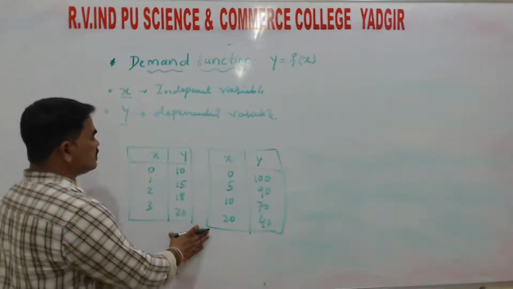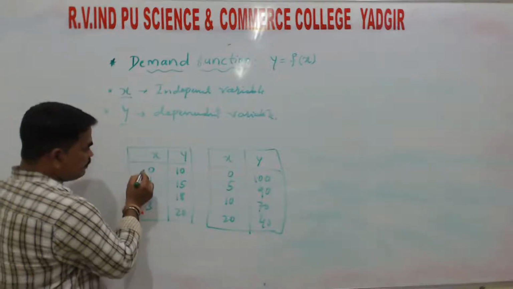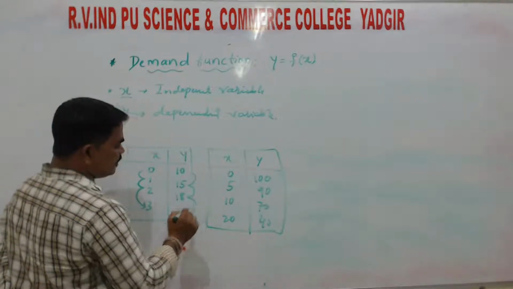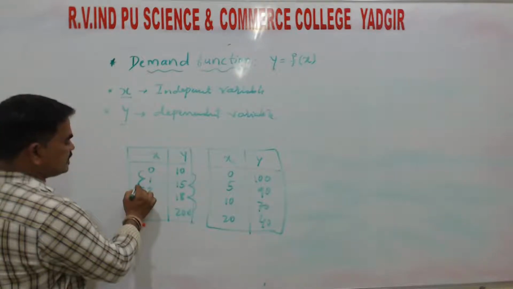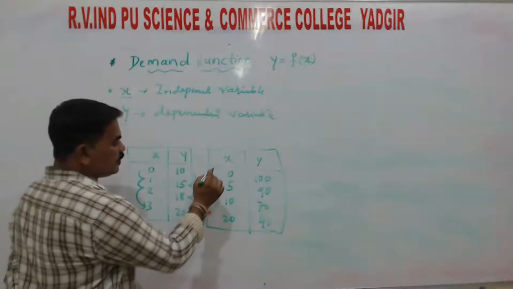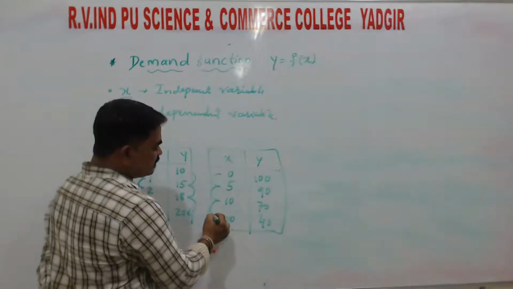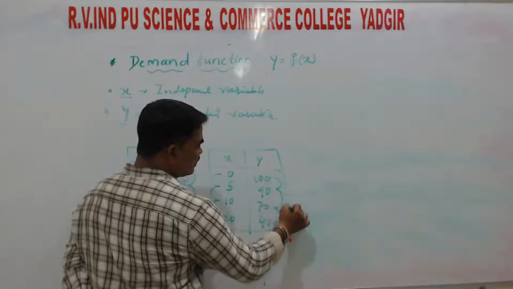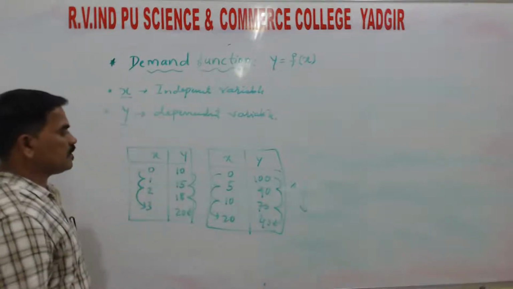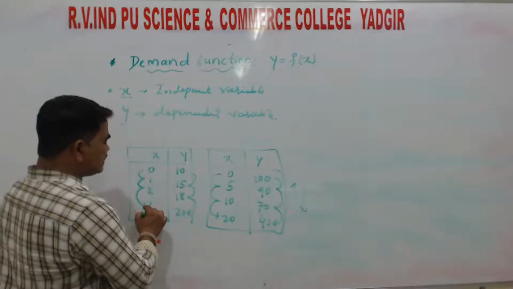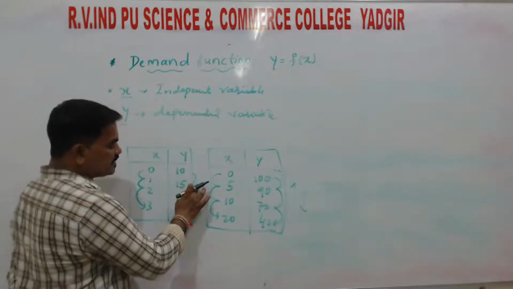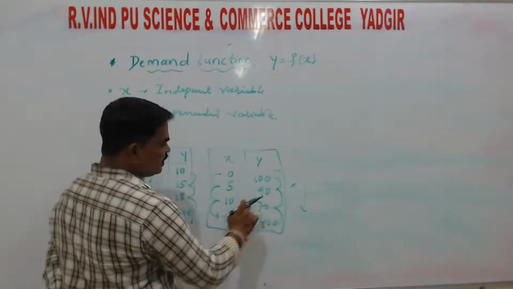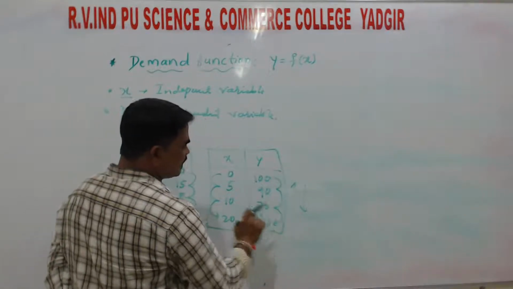If you see these two tables, when there is an increase in the x variable, there is an increase in the y variable as well. Correct? In the second table, when there is an increase in the x variable, the y variable is not increasing, but it is decreasing. So that is the change here. In the first example, when x values increase, the y value increases.